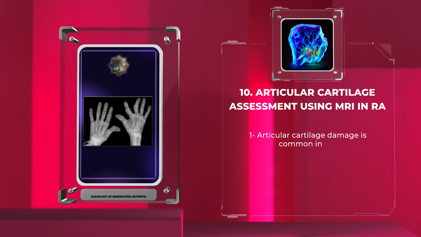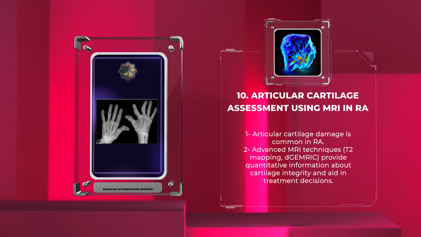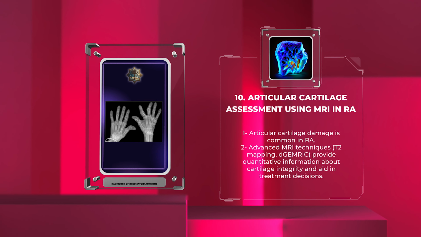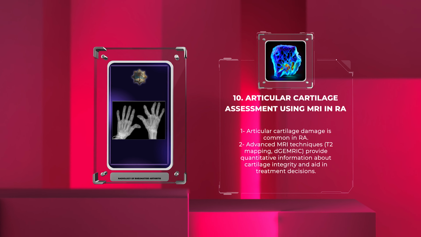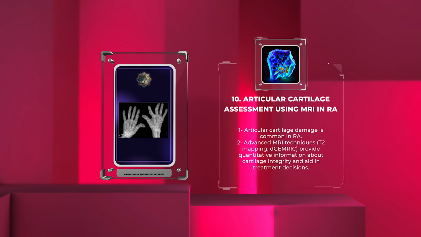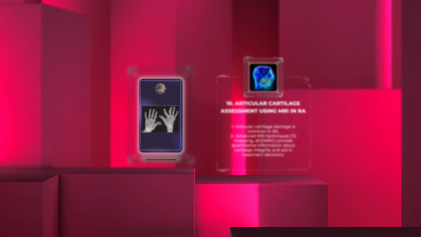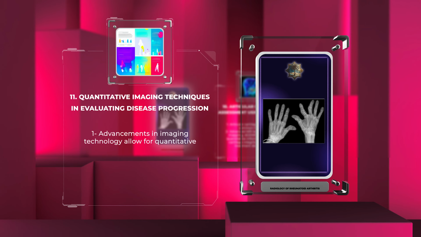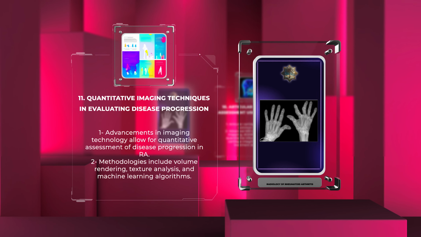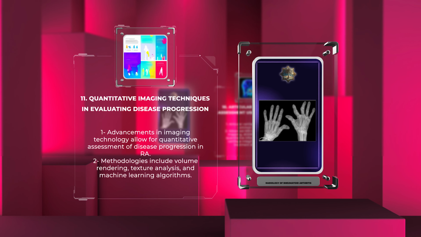We will explore how advanced MRI techniques, including T2 mapping and delayed gadolinium-enhanced MRI of cartilage, GMRIC, can provide quantitative information about cartilage integrity and aid in treatment decisions. Advancements in imaging technology have allowed for the development of quantitative imaging techniques that can assess disease progression in RA.